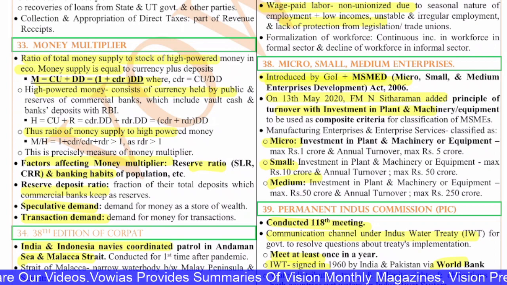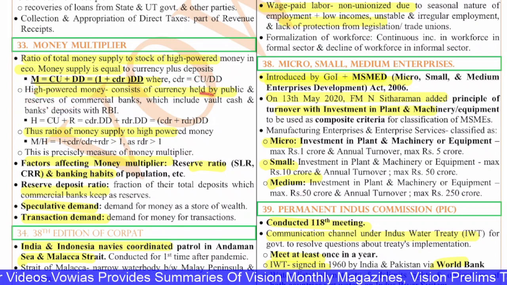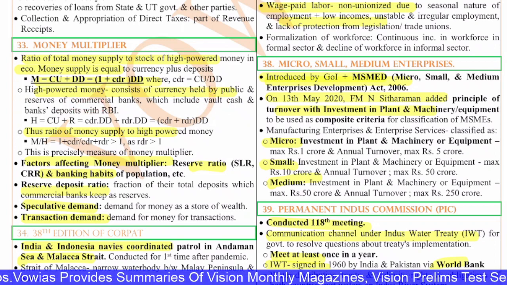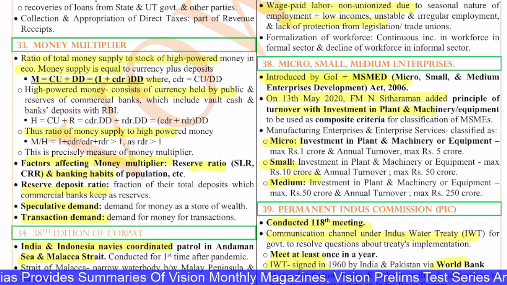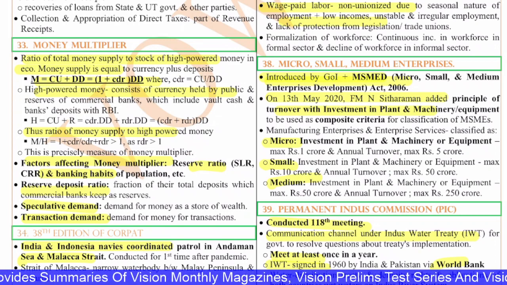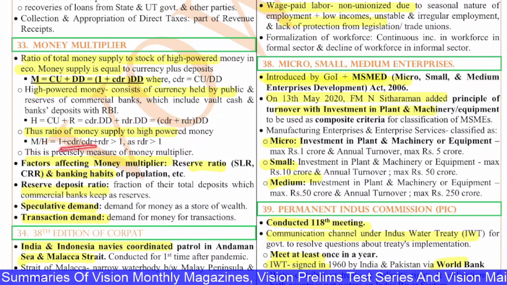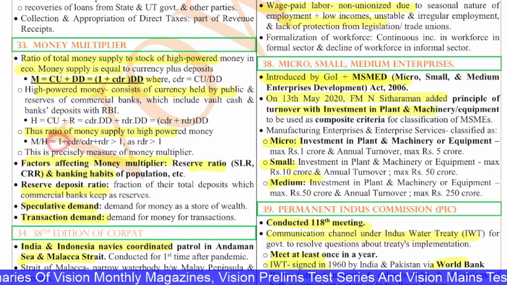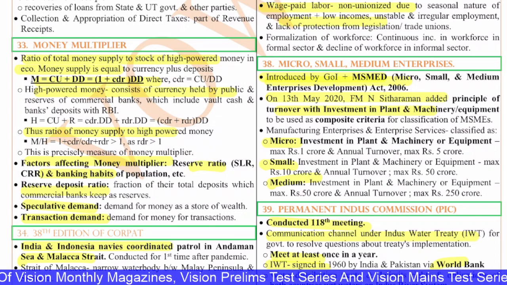High powered money consists of currency held by the public and reserves of commercial banks, which include the vault cash and bank deposits with the RBI. So this is high powered money. High powered money means the currency held by the public plus the reserves of the commercial banks. Thus the ratio of money supply to high powered money, M by H, is given by the formula: 1 plus CDR by CDR plus RDR, that is, 1 plus currency deposit ratio of the public by currency deposit ratio of the public plus the reserve deposit ratio of the banks.